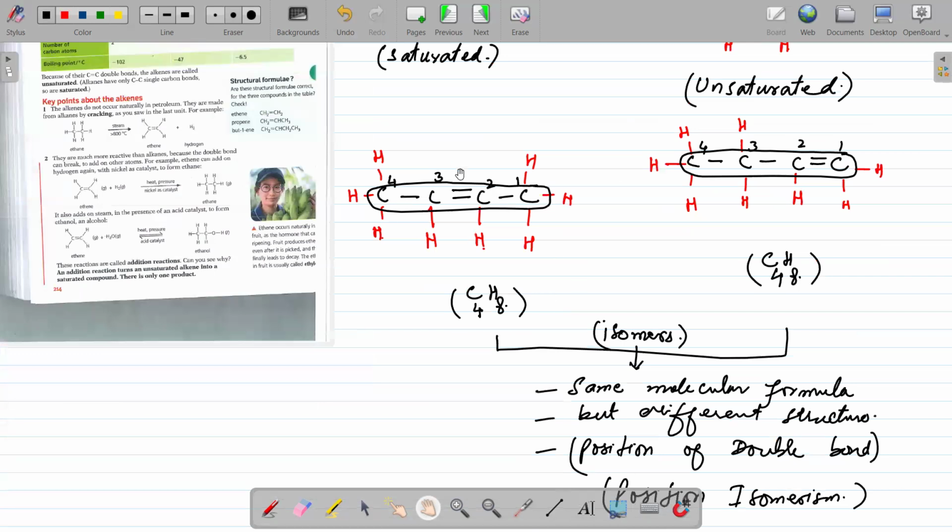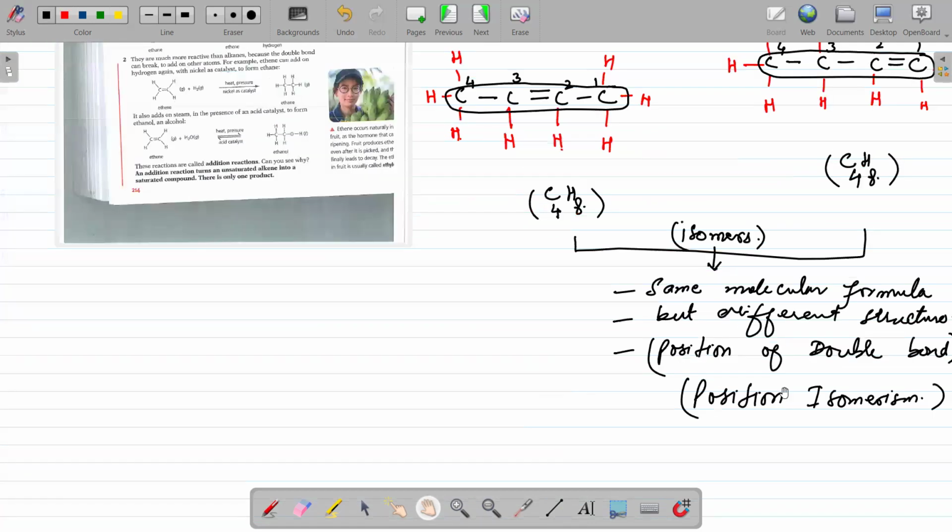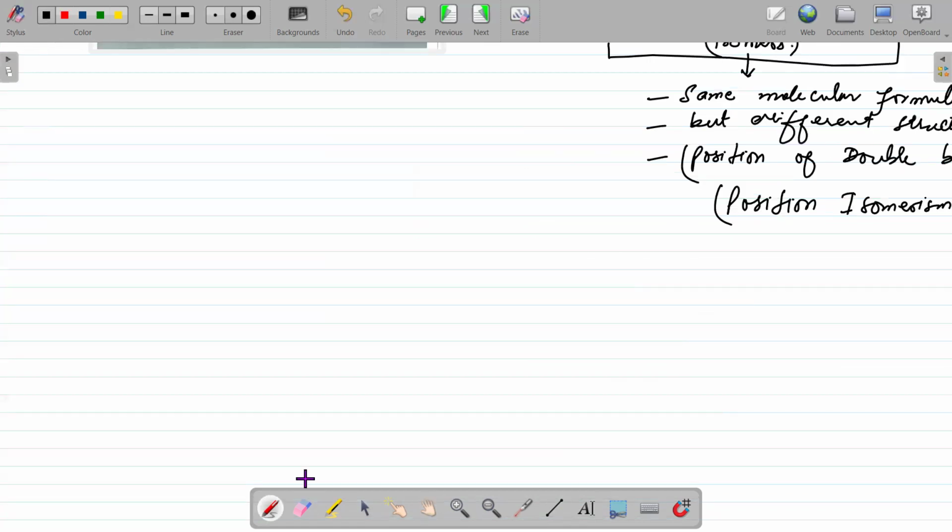So here we can see the functional group is double bond. If we change the position of the double bond, then the structures will be different. Now their names will also be different. So after this, let's talk about the naming of these alkenes. So the first member of this alkene series that have at least two carbon atoms.